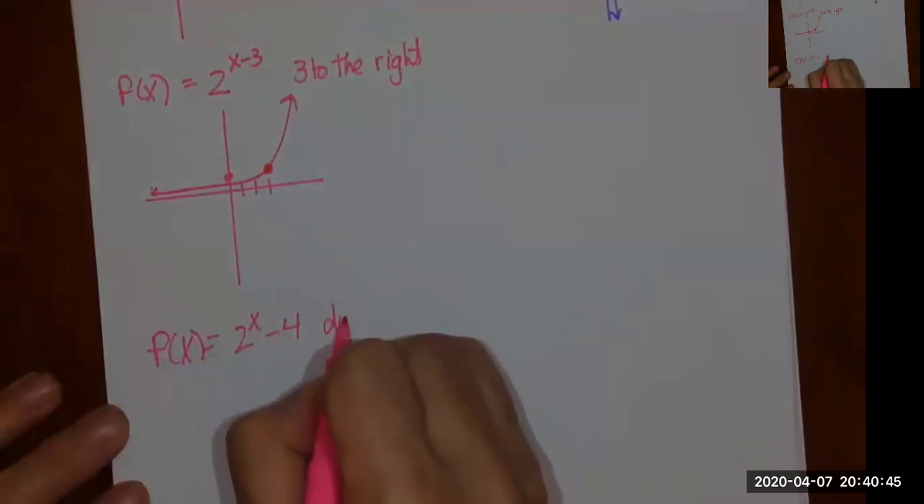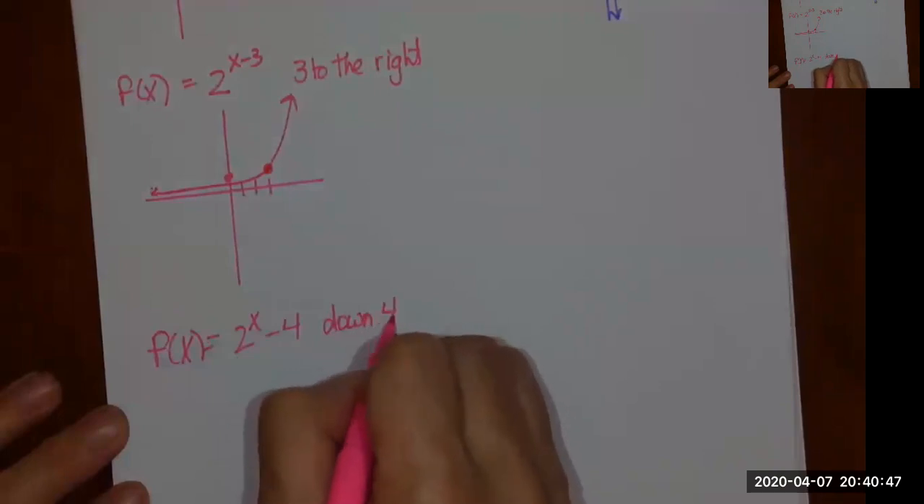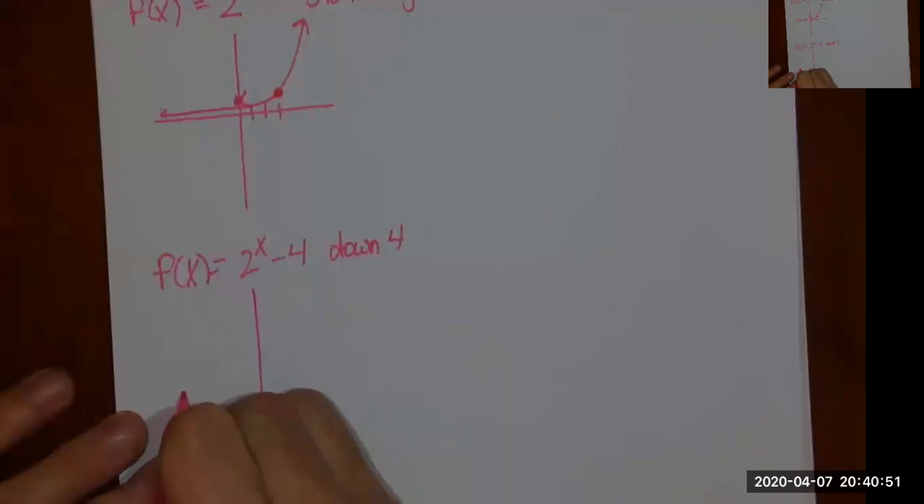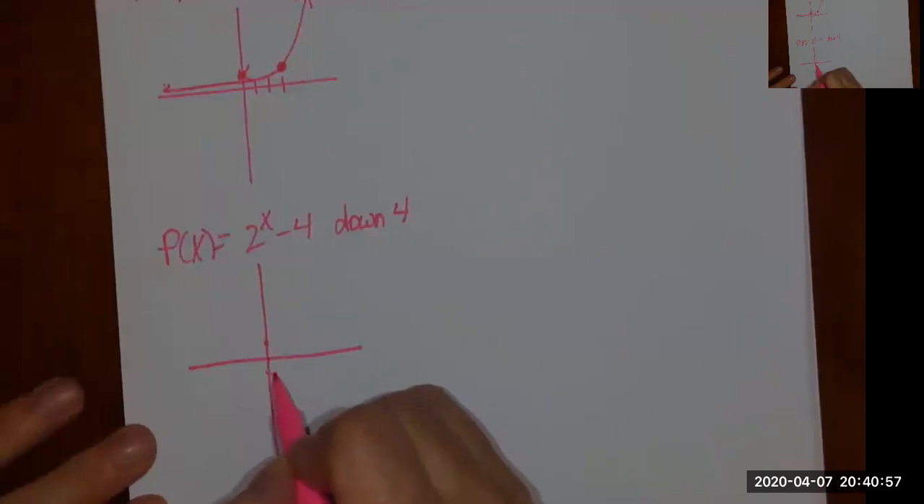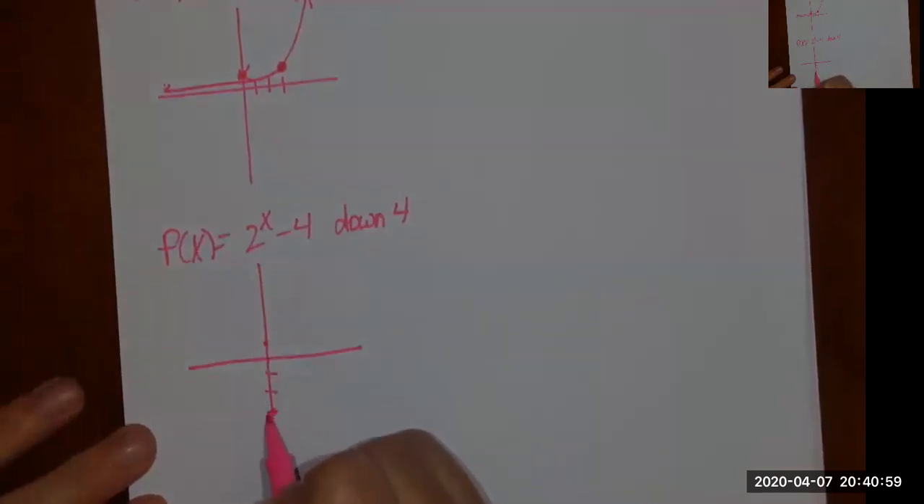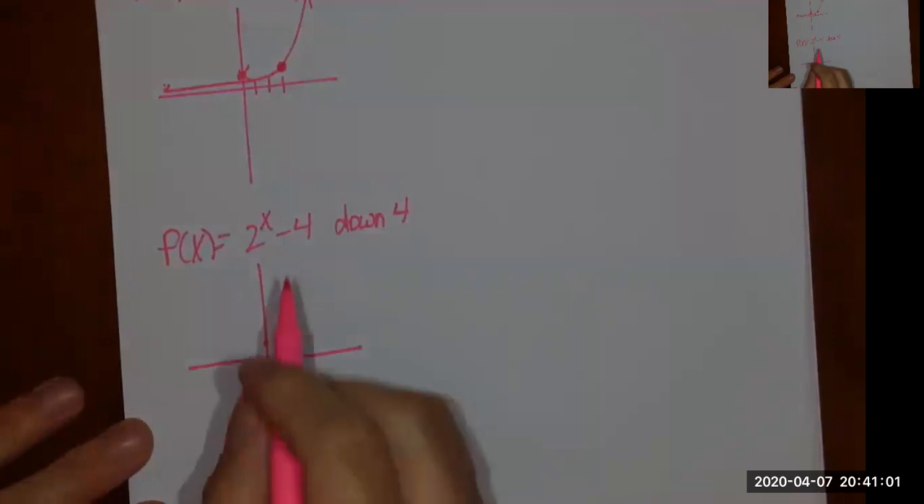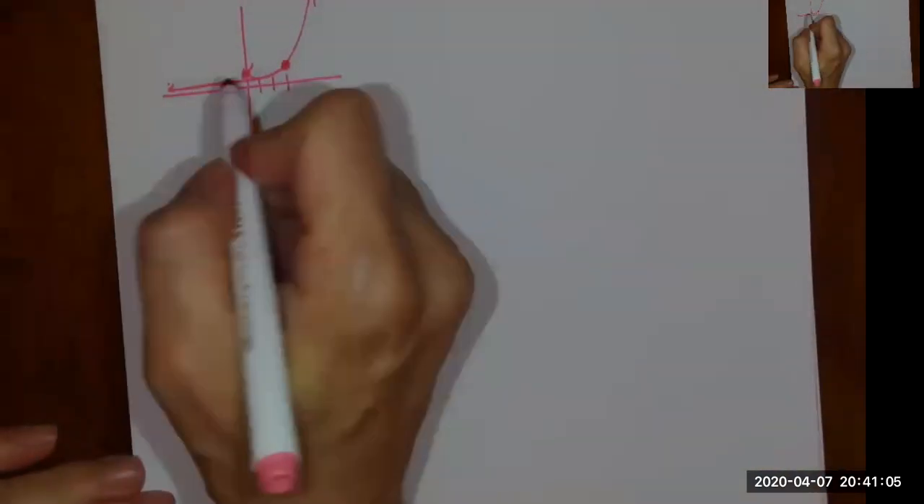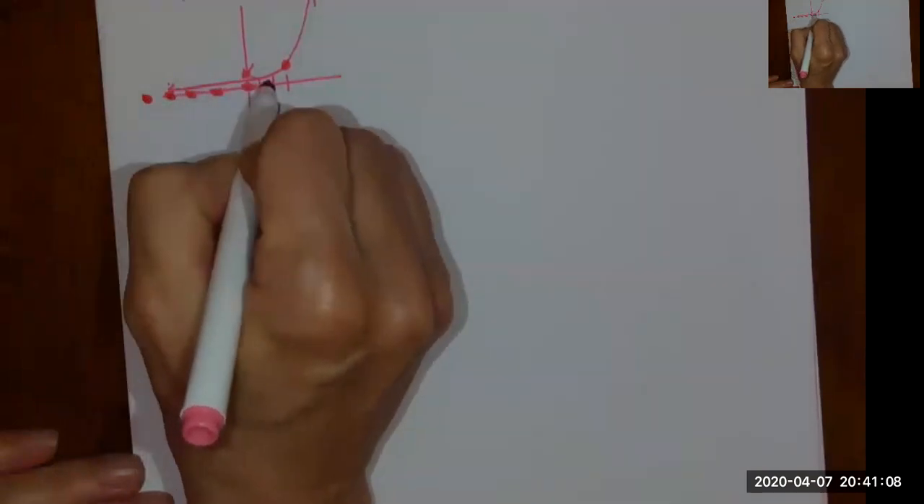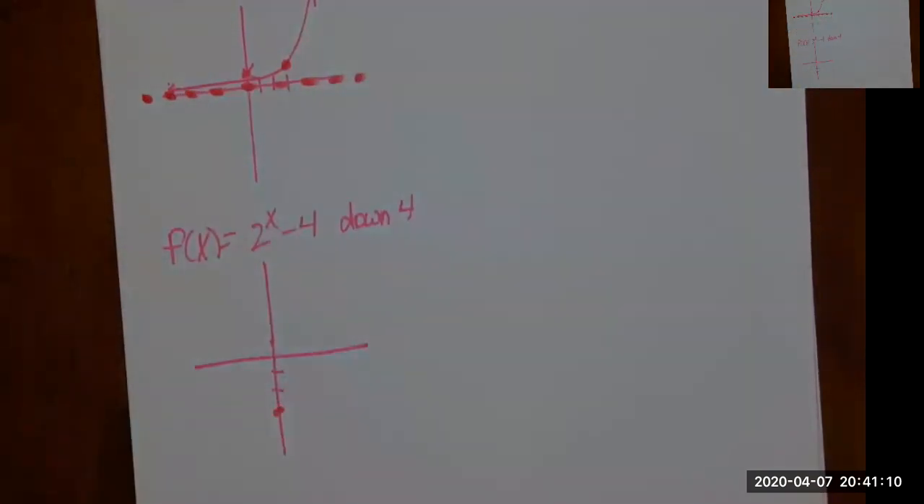This means down 4, right? That was the point. So your pivot point, we should start right there, but we're going to go down 4. So 1, 2, 3, 4. So there's my new point. And of course, you remember from radicals, this line underneath here, 1 unit down, is called the asymptote. So this is going to have an asymptote 1 below it.